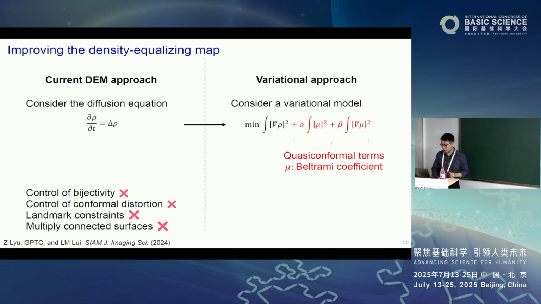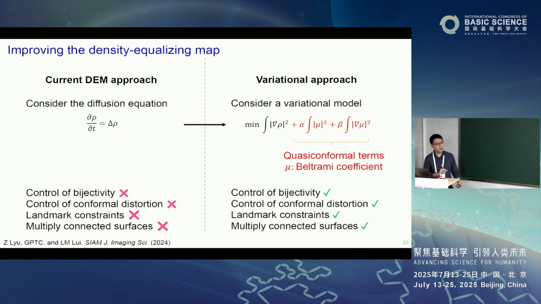In this variational approach, we can also add some extra terms in order to further address these issues of bijectivity or conformal distortions and so on. They are the quasi-conformal terms, and I will talk about that in the next slide. And mu is something called the Beltrami coefficients, which I will also talk about in the next slide. But overall, the good thing is that with this variational approach, we will be able to achieve bijectivity, and we will be able to control the conformal distortions and the landmark constraints, and also we will be able to handle multiply connected surfaces.